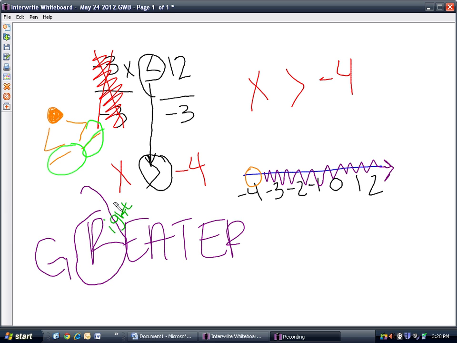So, an overview. Always remember that when you divide by a negative, you must change the sign to the opposite side. And remember that greater than has an R in it, so it goes to the right of x, and less than has an L in it, so it goes to the left.